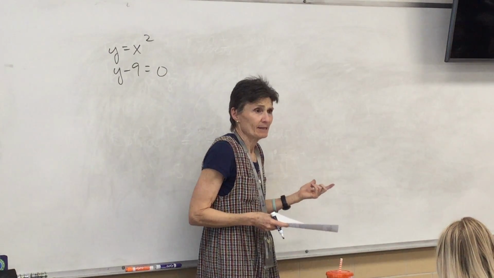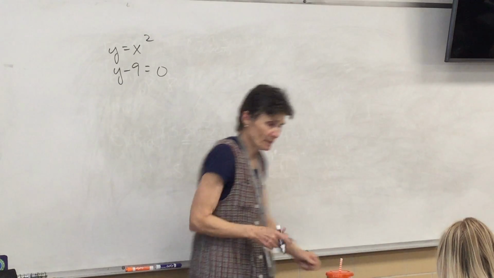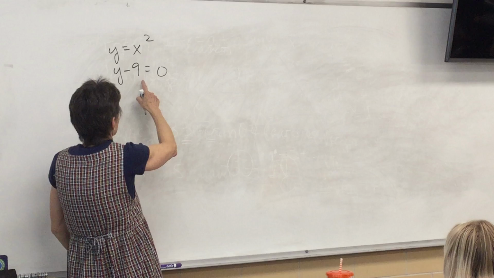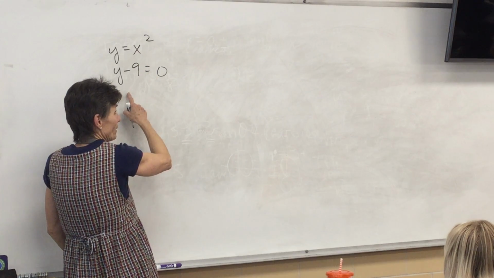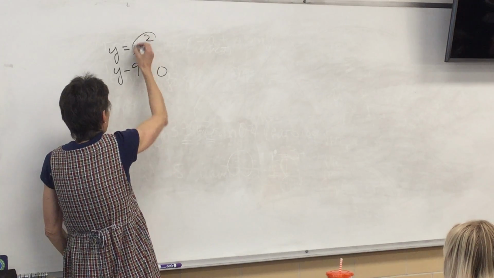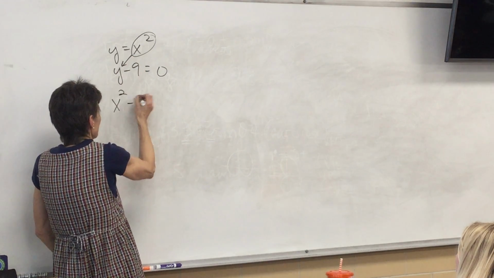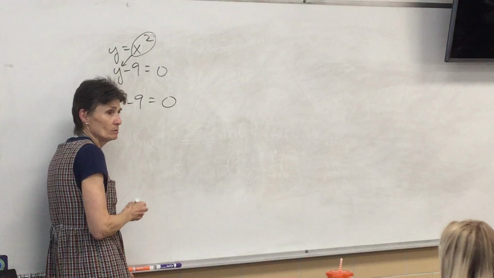Well, that's easy, right? What does y equal? Y equals x squared. So I can take that and plug it in right here, and then get a difference. So x squared minus 9 equals 0.